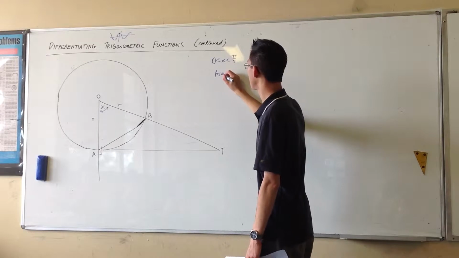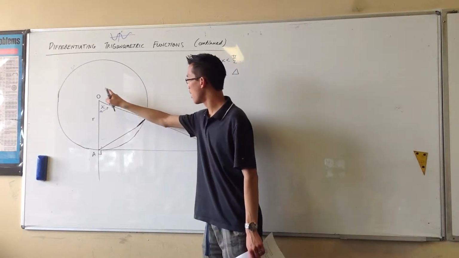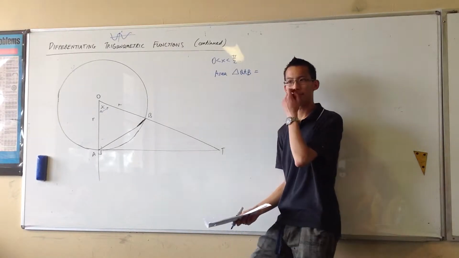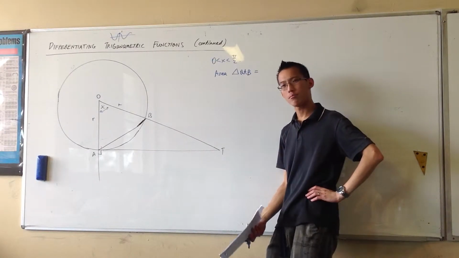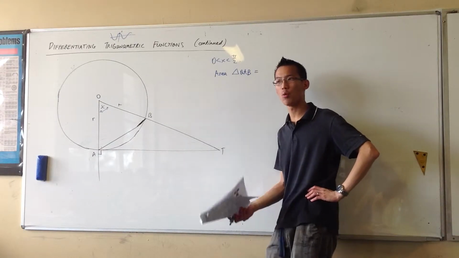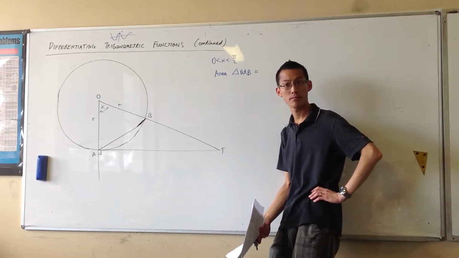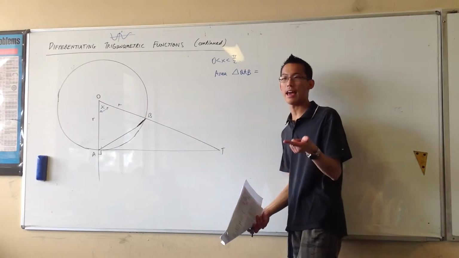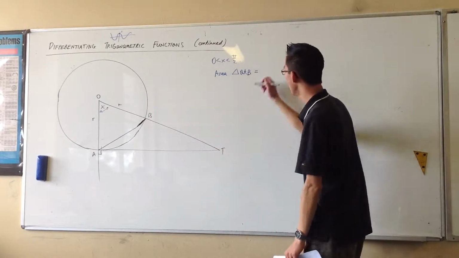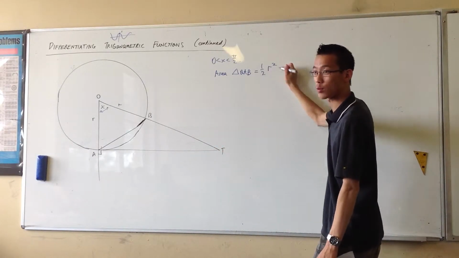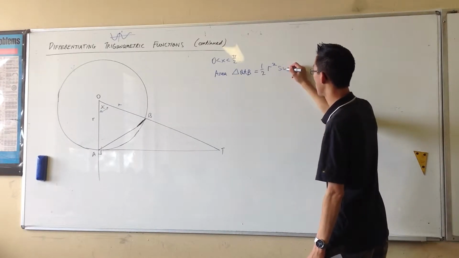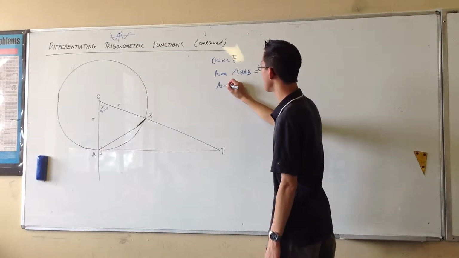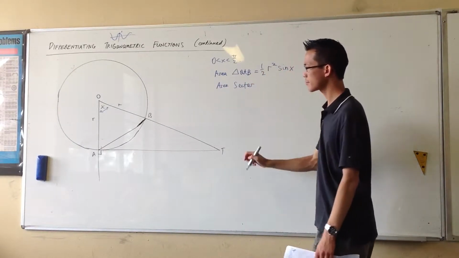Let's try the first one. The area of triangle OAB. Well, I've got two side lengths and I've got an angle. So which way should I get its area? Half ab sine C, right? Which in this case, a and b are both the radii, and the included angle I'm after is the x. So half ab becomes half R squared, and sine C becomes sine x. Ta-da!